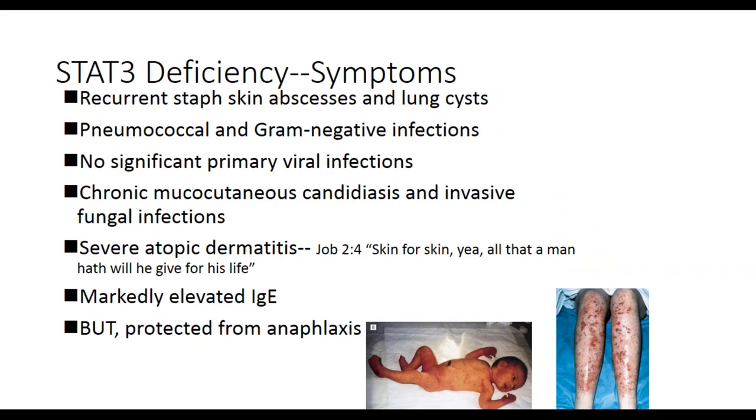The point is, it was STAT3 deficiency. The main things that they can get are recurrent staph skin abscesses and lung cysts. The more that the skin is carefully taken care of and that the lungs are carefully taken care of, the less these things happen. If you diagnose it early enough, you can actually prevent a lot of the infectious stuff that happens. And in fact, as they get older, the infections are less and less. So if you get out of childhood, you're actually in pretty good shape.